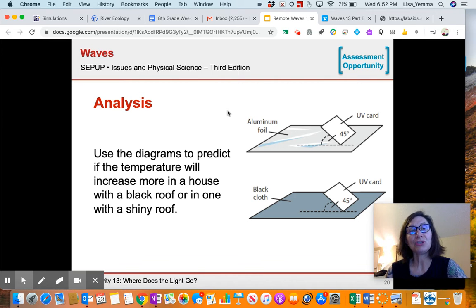Knowing that the color of my roof is going to matter. So in this question, according to the diagrams, which will the temperature increase more? If my house had a black roof or one with a shiny roof?